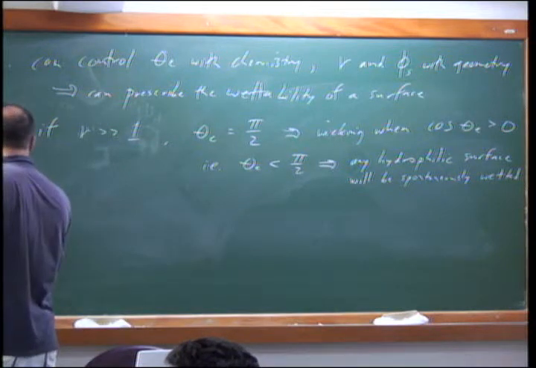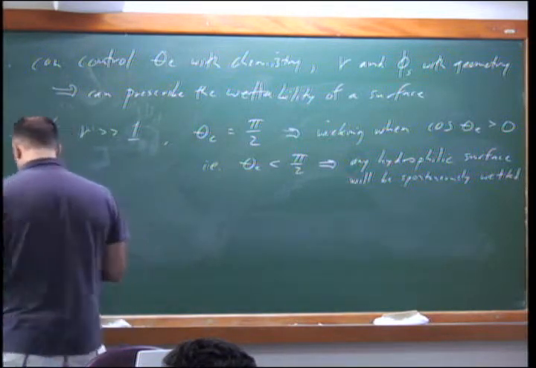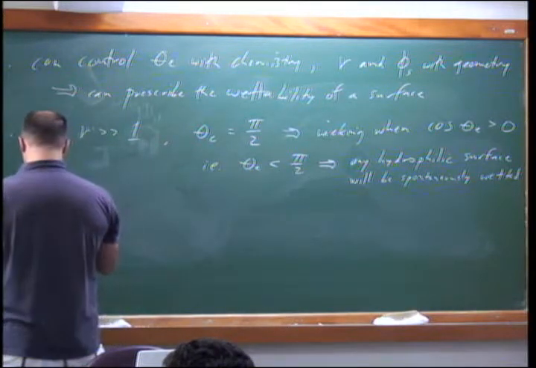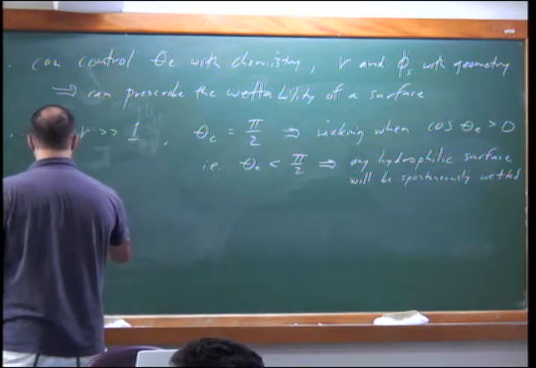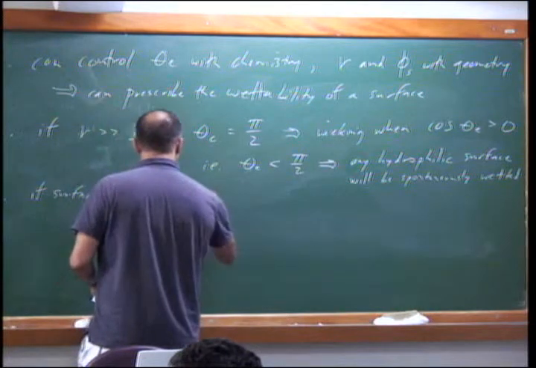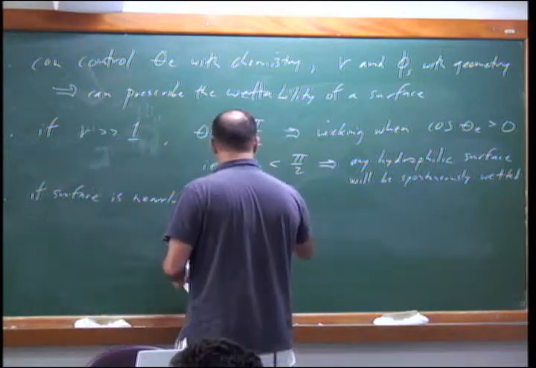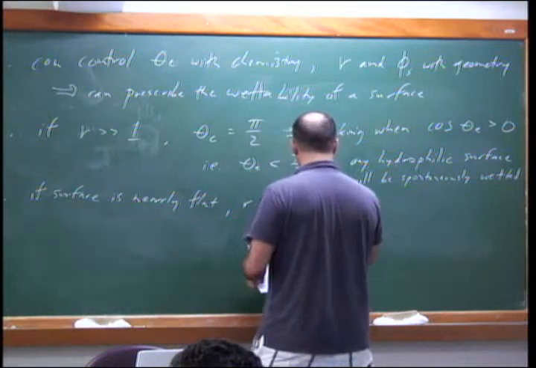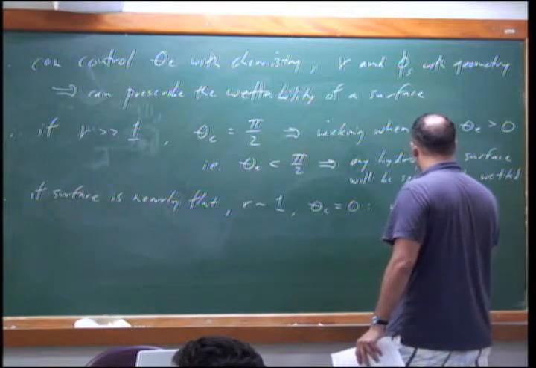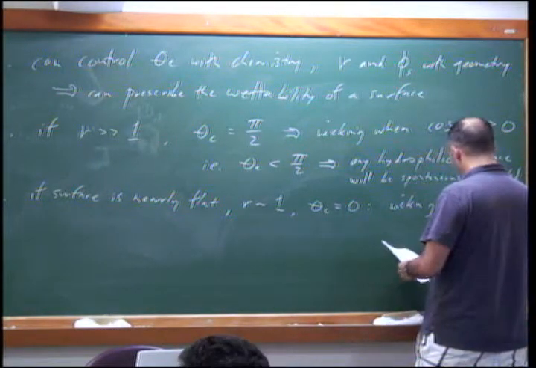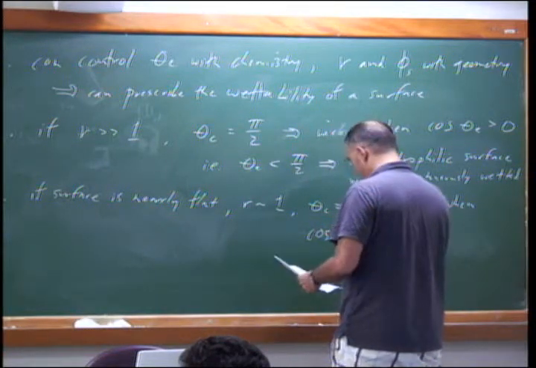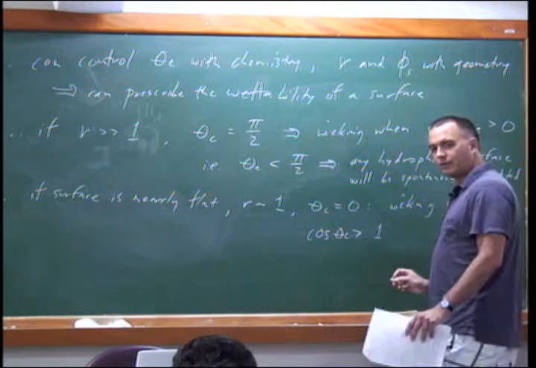Okay, and the other limit, if we take the limit of R being small, of course, its limiting value is 1, not 0. So if the surface is nearly flat, then you get wicking when cos theta E is greater than 1, which is to say never. Right?